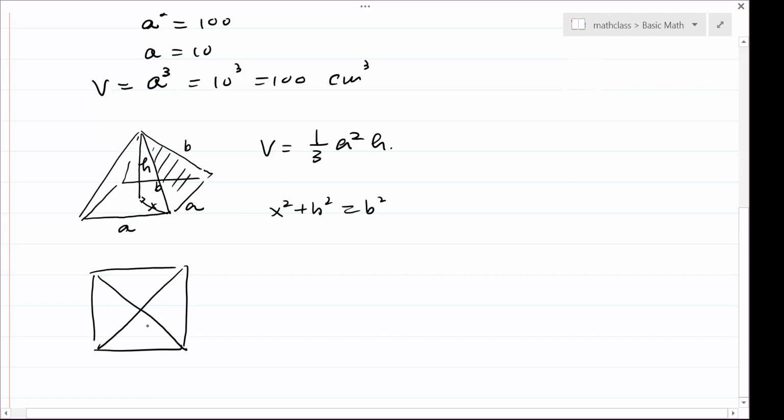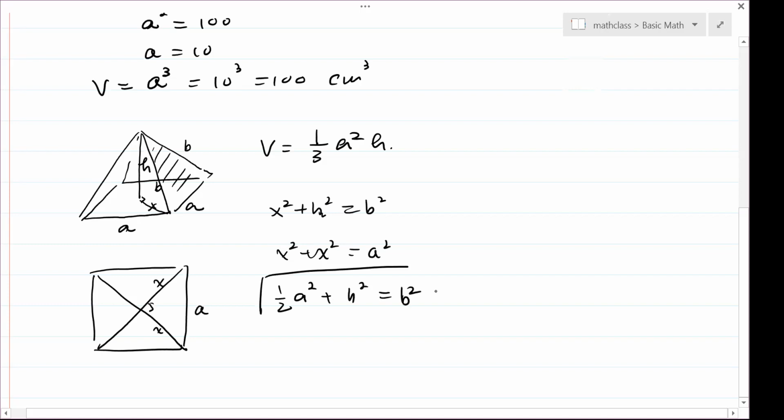Okay, what is X? This is A, this is X, this is X, right? This is the right triangle. So X squared plus X squared equals A squared. Got it? Then you can find the relationship between them, right? So half of X squared is half of A. Half of A squared plus H squared is going to be B squared. So that's the relationship between those three quantities.